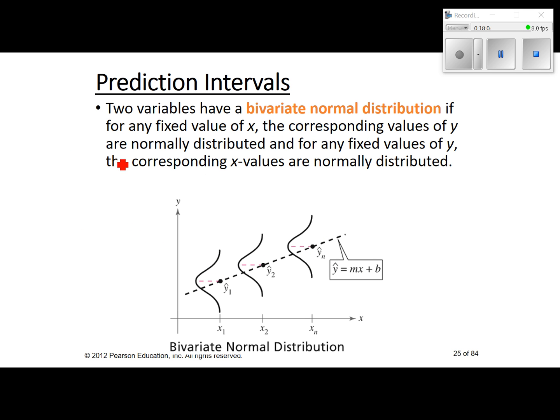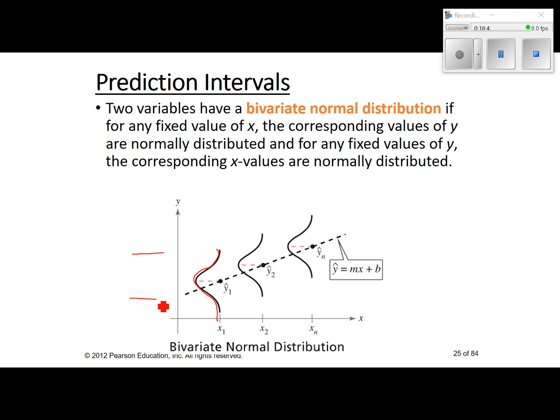The next thing, two variables have a bivariate normal distribution if, for any fixed value of x, the corresponding values of y are normally distributed. Notice that these are normal curves, but they're turned sideways to show the normal curve for the y values in here. The corresponding x values are also normally distributed. This is not something that I'm real worried about.